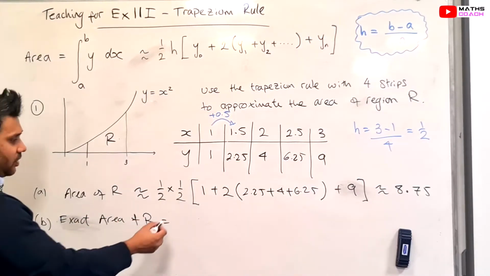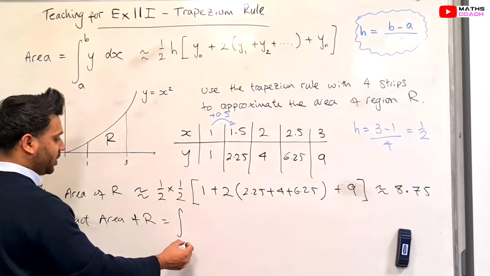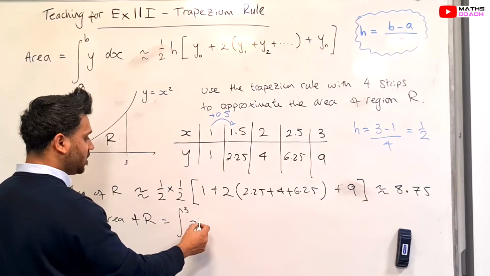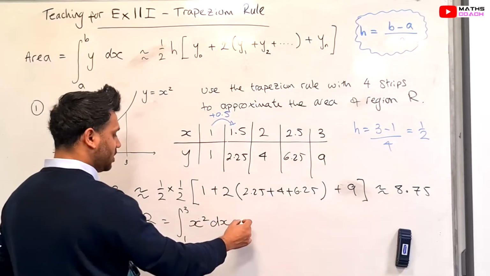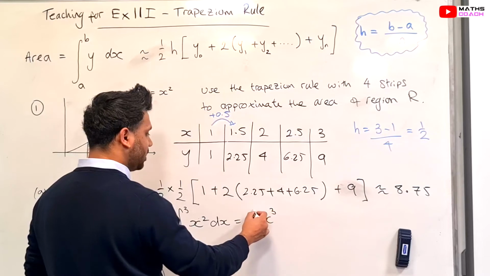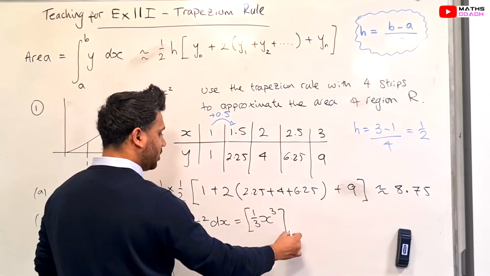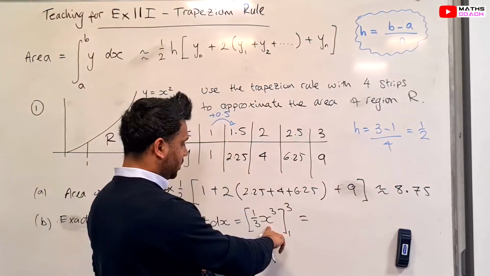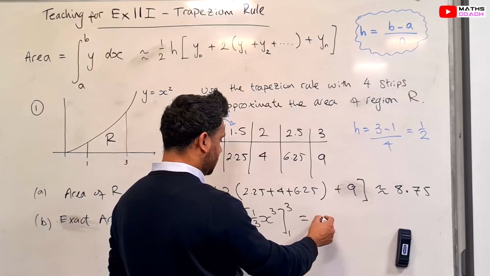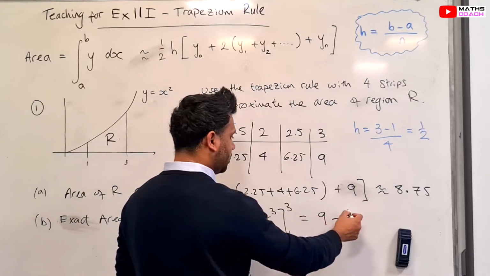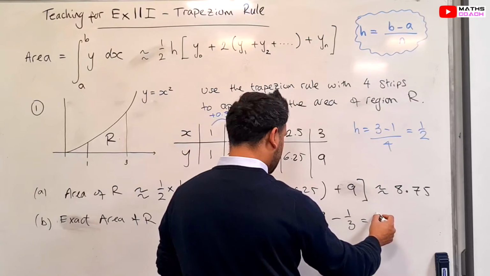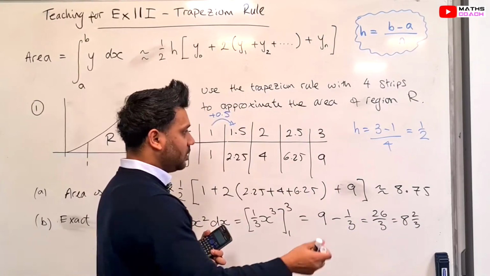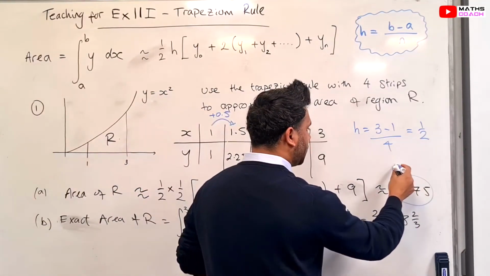To work out the exact area of R, we have to perform the integration from x equals 1 to x equals 3 of y with respect to x. So integration of x squared dx. So that's going to be x to the power 3 times by a third, between 1 and 3. So substitute 3 in. 3 to the power 3 is 27, divided by 3 is 9. So that's 9 minus 1/3. Right, so that gives you 26 over 3. In other words, that's 8 and 2/3. So this is your approximation.